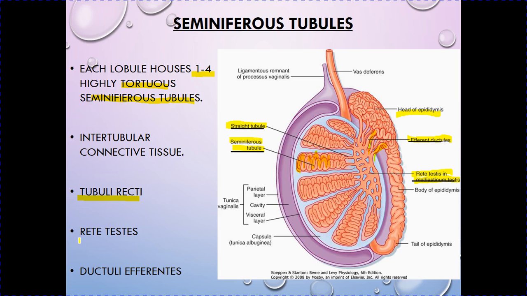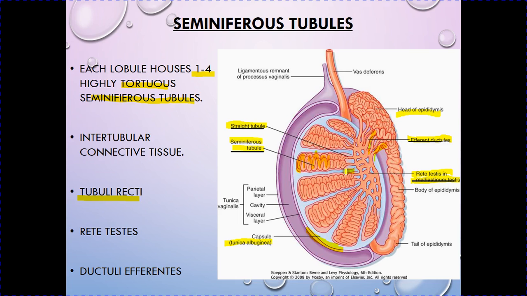Okay, before we move forward, we are going to revise the section. This is a cut section of the testes. The outermost covering is the capsule, which is called the tunica albuginea. So this is the capsule of the testes. The tunica albuginea is thickened in the posterior part to form the mediastinum testes.